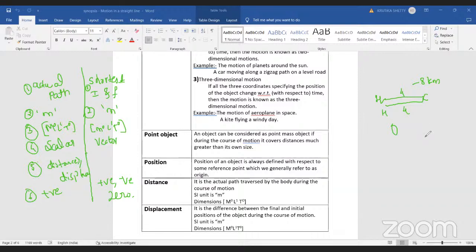Same way, if the object is moving in a circular path, and the initial point and the final point are the same, then the displacement value will again be 0, but the distance will be the circumference of the circle, that is 2 pi r. If you don't know any point, note it down, then it will be helpful for your MCQ solving. So this is regarding the distance and displacement comparison. When it will be 0 and when it will not be 0, we have seen. Can go for the next point.